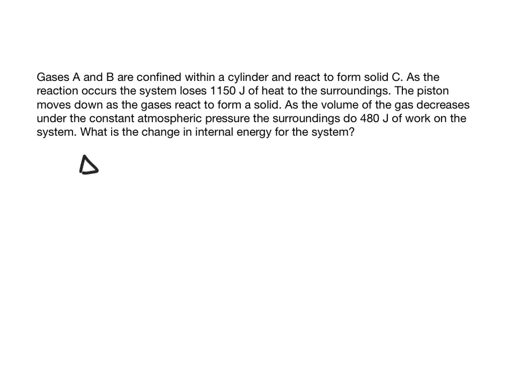So we're being asked to calculate delta E equals Q plus W. The first thing we want to think about is which values correspond to which. We have the system loses 1,150 joules of heat to the surroundings. And then the other one we're going to look at is the work. The surroundings do 480 joules of work on the system. So when we set up these values, we know that Q and W are what we're looking for. When we look at the problem, the system loses 1,150 joules.